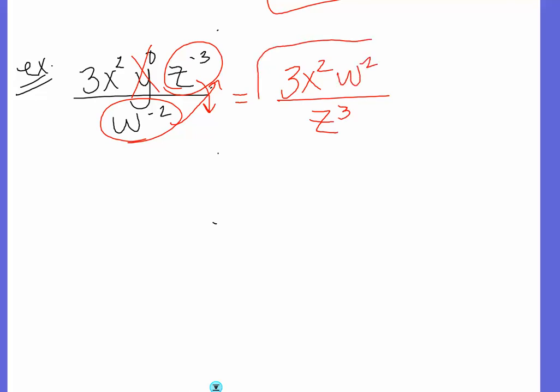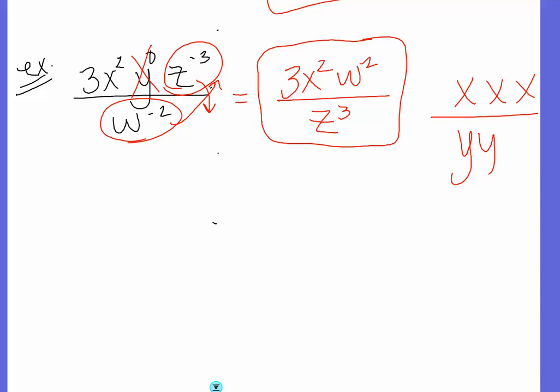I know I'm done because every letter is only seen once. I don't have like x, x, x over y, y, y. I only see x once and w once and z once. And I have no negative exponents.